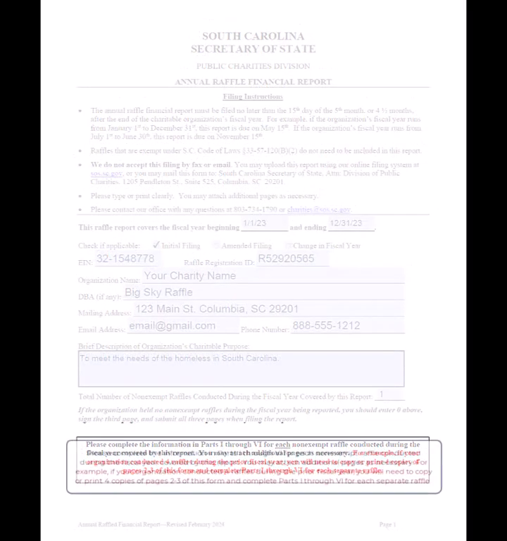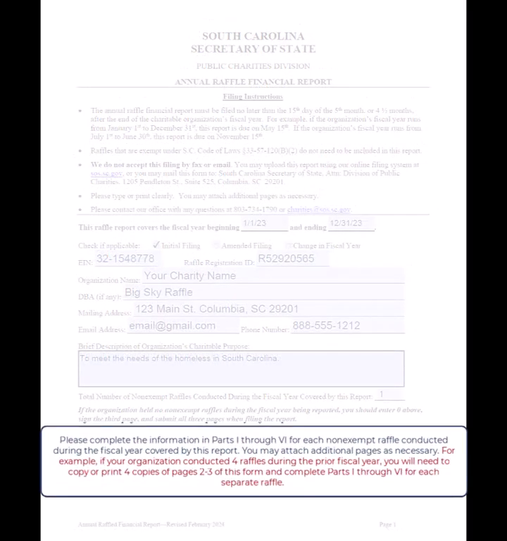For organizations that held more than one non-exempt raffle during the year being reported, please complete the information in parts 1 through 6 for each non-exempt raffle conducted during the fiscal year covered by this report. You may attach additional pages as necessary. For example, if your organization conducted 4 raffles during the prior fiscal year, you will need to copy or print 4 copies of pages 2 through 3 of this form and complete parts 1 through 6 for each separate raffle.